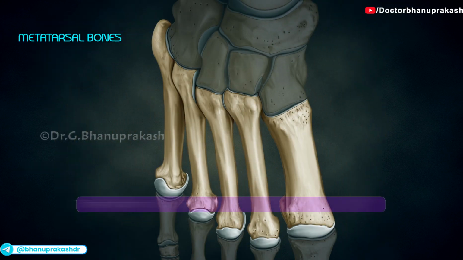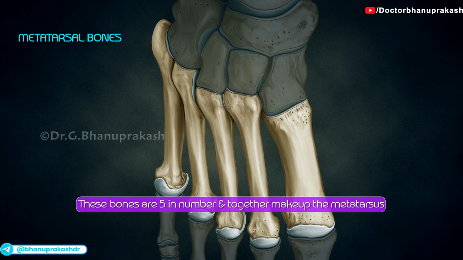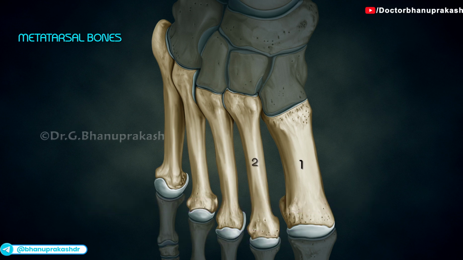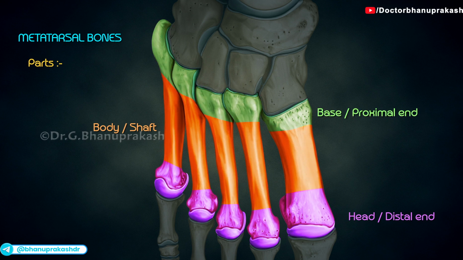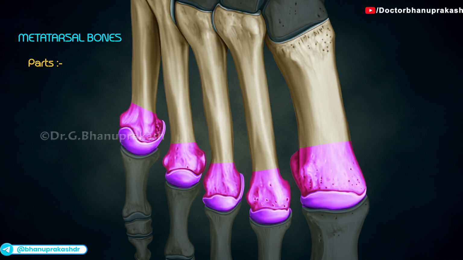Metatarsal bones. These bones are 5 in number and together make up the metatarsus. They are all miniature long bones. They are numbered from 1 to 5 from the medial to lateral side. Parts. Each metatarsal bone has 3 parts: a head or distal end, a body or shaft, and a base or proximal end. The head of each metatarsal bone articulates with the base of the corresponding phalanx to form the metatarsophalangeal joint.